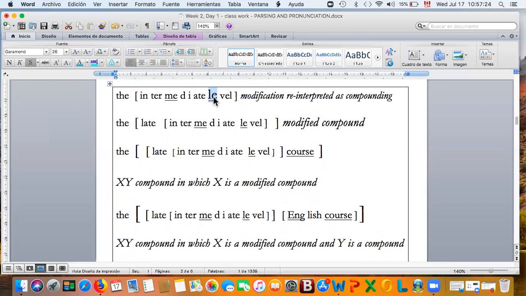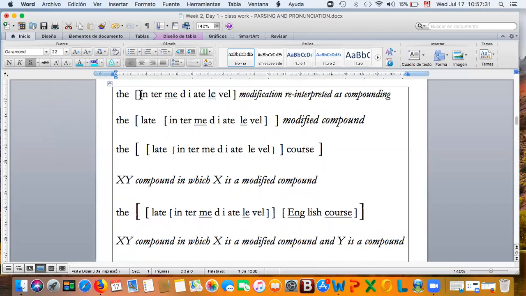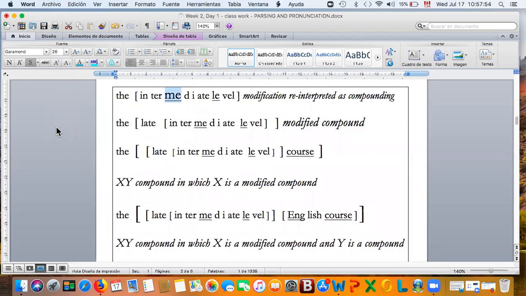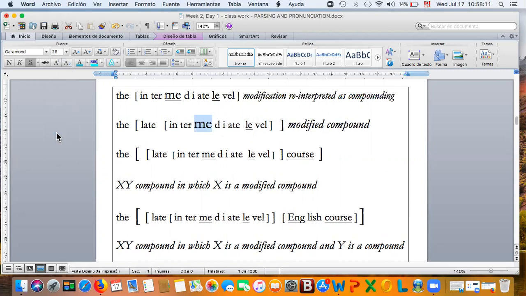But it's possible to reinterpret this as a compound. In other words, in our minds, this can become the name of the level. I have no better way of explaining it than that. And in that case, we would say that the modification structure is reinterpreted as a compound. And so we pronounce it as the intermediate level. Now let's keep that interpretation. The intermediate level. Let's show that we understand this to be a compound. The intermediate level.